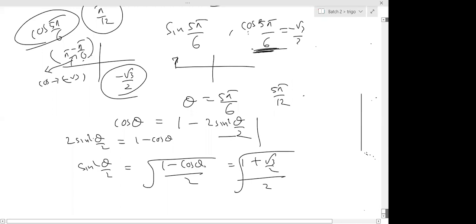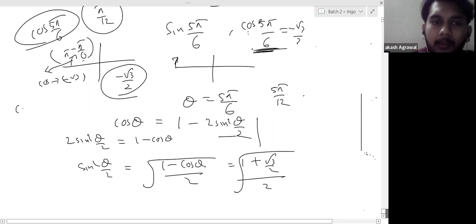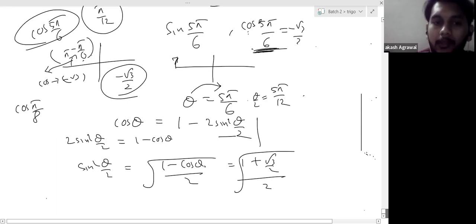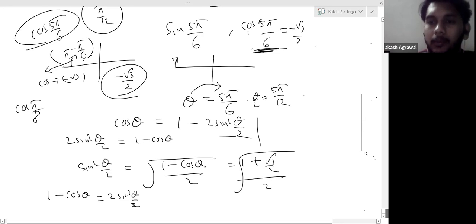Can you explain how do we get pi by 6? All right, see, remember the question I told you in the last class, cos pi by 8. Find the value of cos pi by 8, right? If you can solve that question, then this question is exactly the same as that. All right. So if you take the angle theta as 5 pi by 6, then theta by 2 will be 5 pi by 12. Now if you know this formula, 1 minus cos theta is 2 sine square theta by 2. This formula is clear to you, Rahman?